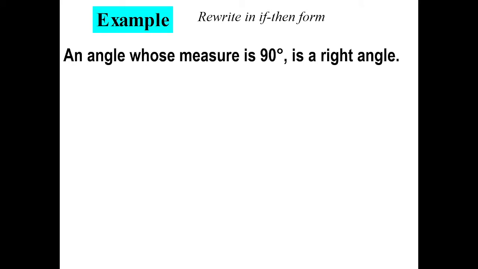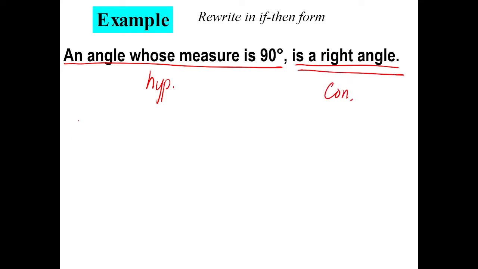An angle whose measure is 90 degrees is a right angle. By the way, class, our if-then statements can be stated in other ways. As long as the idea is there, that's totally right. This is our hypothesis. This is our conclusion. What is the if part? If an angle.